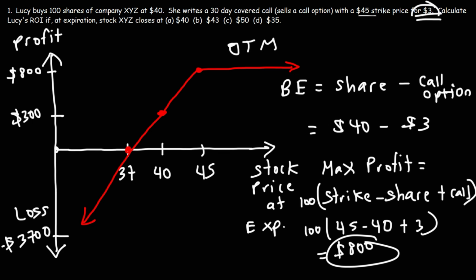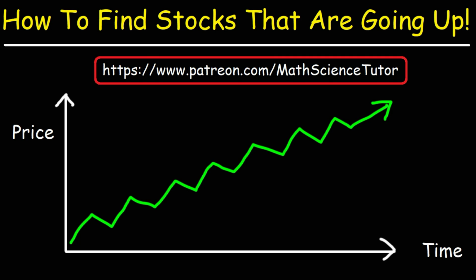And to calculate the maximum loss, you take the amount of money that she put in to buy the stock, which is 4,000, minus the money that she received from selling the option, which is 300. And this will give you the maximum loss. So the most that she could lose from this trade, if the company goes bankrupt and her shares are worthless, is 3,700.